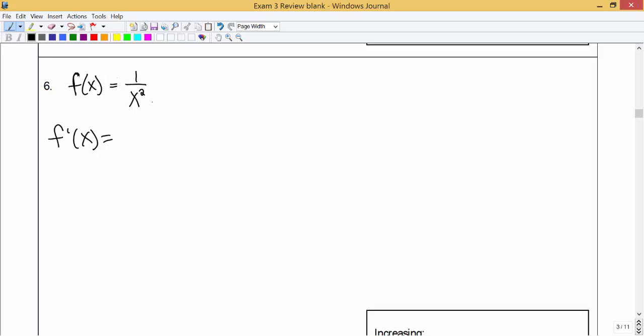The first thing I'm going to do is rewrite the function by bringing x squared to the top of the fraction. I'm going to make this x to the negative 2 power. And we're going to take the derivative of that. We're going to multiply the front by negative 2, and reduce the power by 1. And I'm going to rewrite the first derivative with only positive exponents.